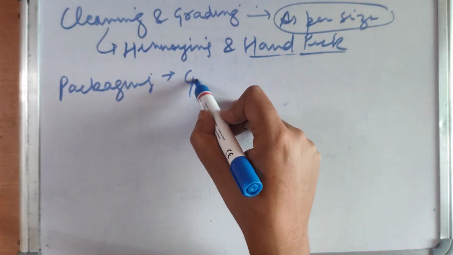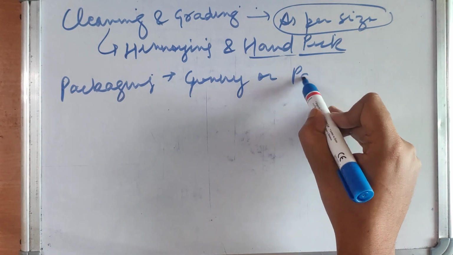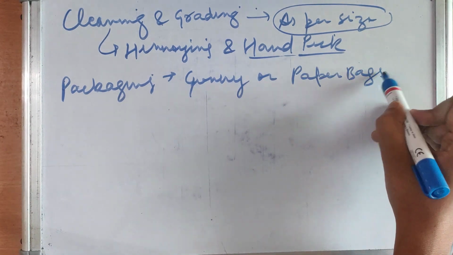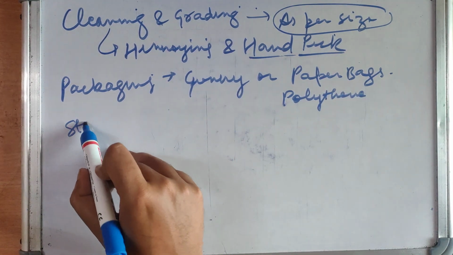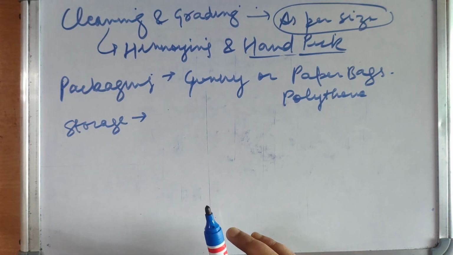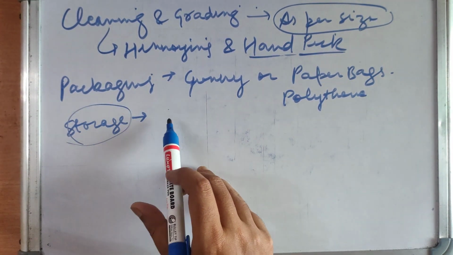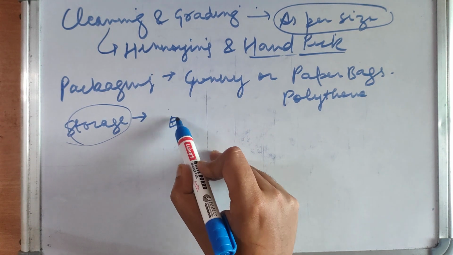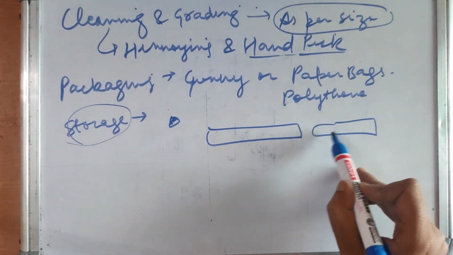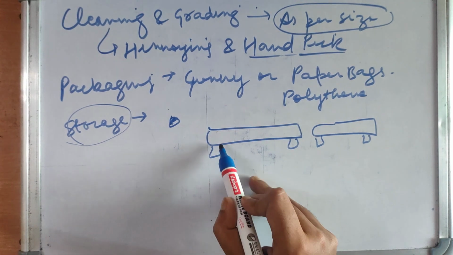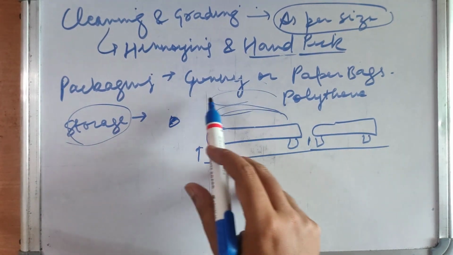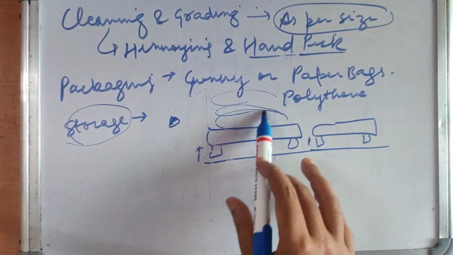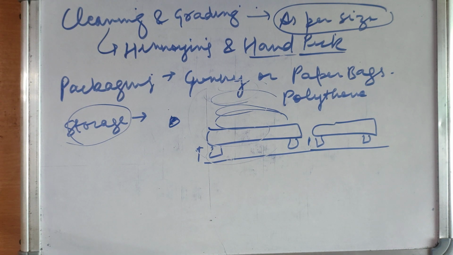Now packaging. We must use gunny or paper bags, or we can also use polythene bags. Storage: we should keep the bags over wooden pallets. Suppose these are wooden pallets in the storage room. They are a little bit above the height of the surface, and on these wooden pallets we need to keep the bags. If you directly keep the bag on the surface, there are chances of pest attack. So we need to always use wooden pallets.